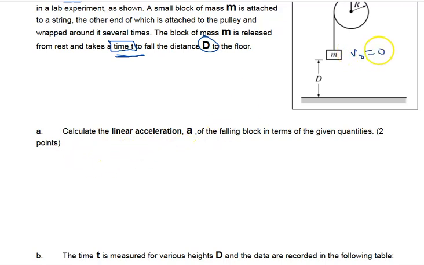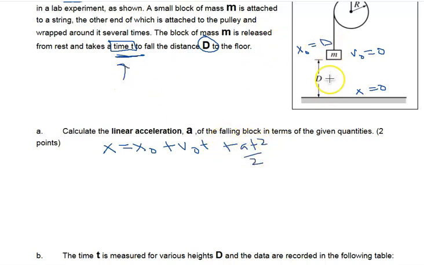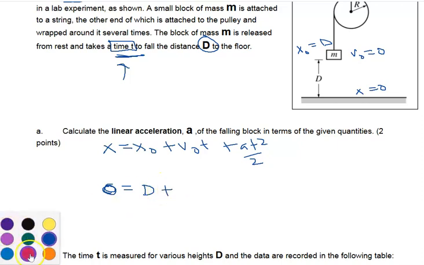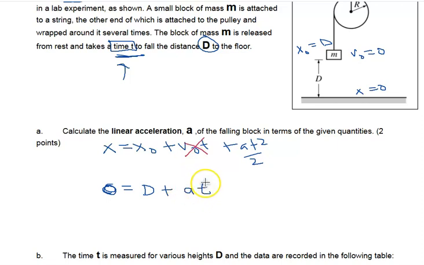V naught is 0. We don't know V final, but we know X naught is D and X final is 0. So you know more about the location. I'm not going to set up the whole chart, but that's a clue that we're going to use the position function because we care about time and we know initial and final position. So the final location is 0. The initial location was D. It started at rest, so that term goes away. And we're looking for A, and you know T.